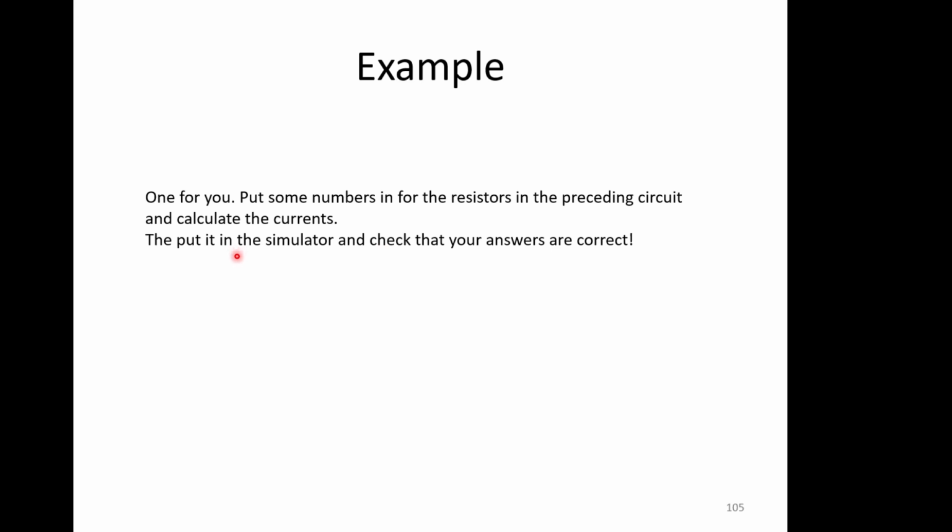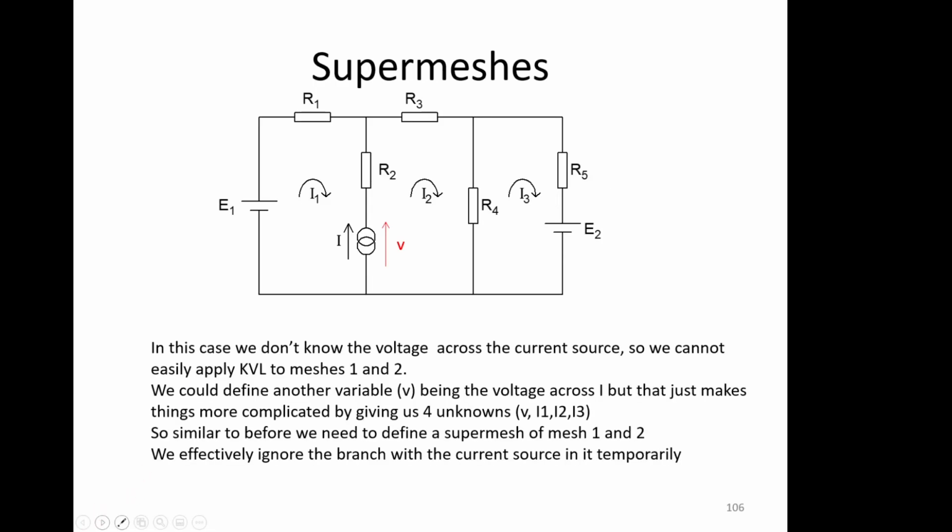Right, so you can do that. Put some numbers in for the resistors in the preceding circuit, calculate the currents. Then, put it in the simulator and check that your answers are correct. So there's some interesting stuff to carry on with. So just quickly then to finish off, we can do super meshes.